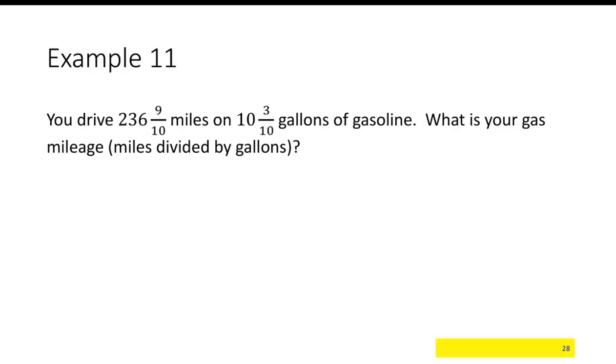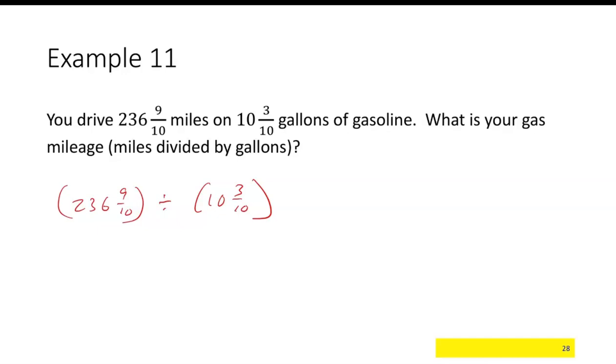Okay. You drive 236 9/10 miles on 10 3/10 gallons of gasoline. What is your gas mileage in terms of miles divided by gallons? So miles divided by gallons means I want to do 236 9/10, and I want to divide by 10 3/10.